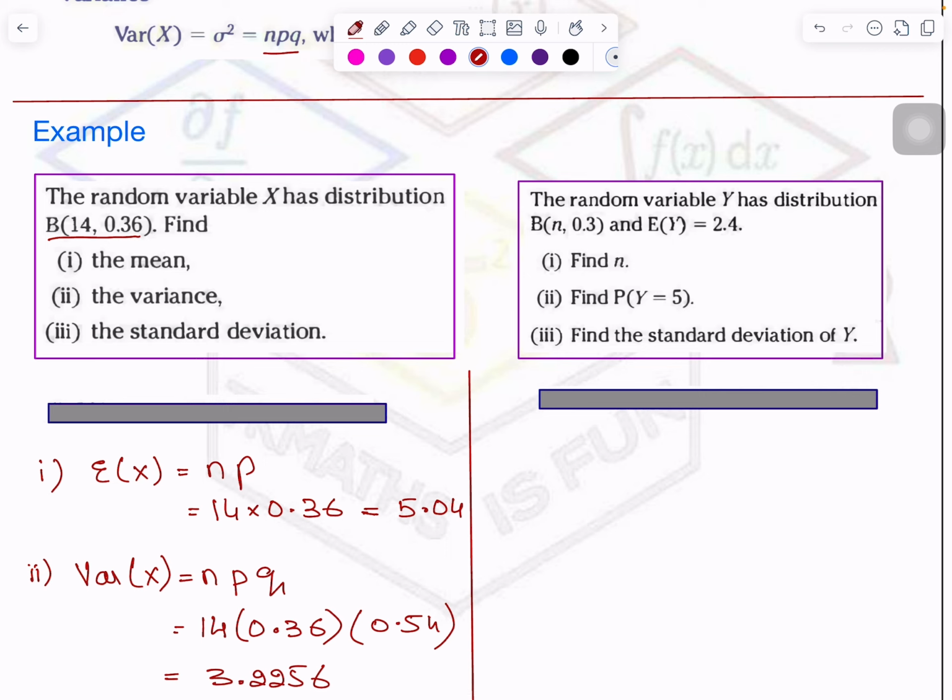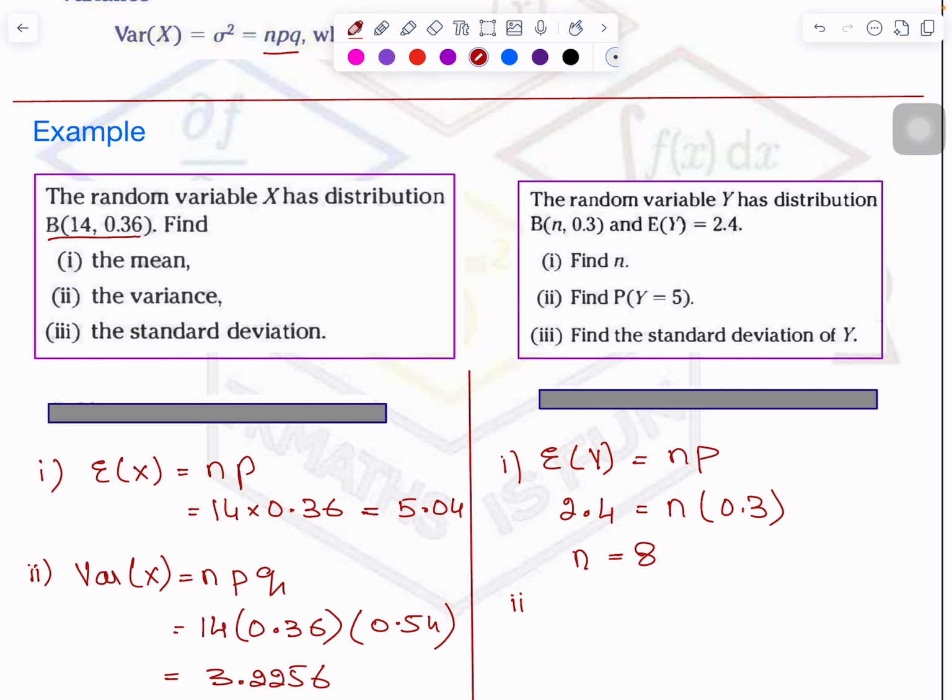Now let's try this question quickly. Second number. You can put the video on pause and try it yourself if you want. The random variable Y has distribution B(n, 0.3) and mean of Y is 2.4. So mean of Y is equal to np, right? And mean of Y is given to you as 2.4. And what is n? We don't know. We have to find out. So in part 1, 2.4 divided by 0.3. Answer is 8. So n is equal to 8.